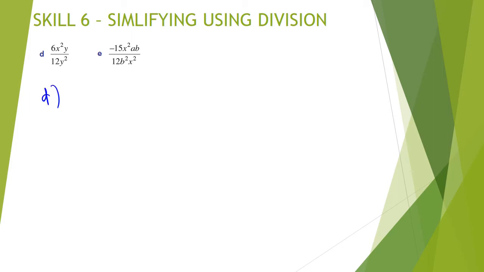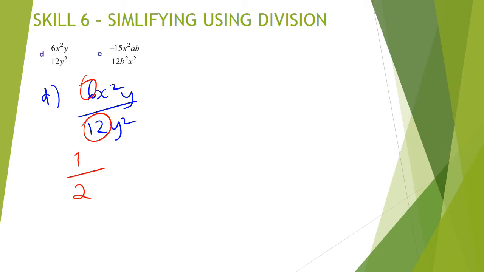Question D, we've got 6x squared y over 12y squared. We do the numbers first. 6 divided by 12. 12 doesn't fit into 6 because it's bigger, so we simplify. 6 goes into 6 once, and 6 goes into 12 2 times. Then we've got the letters to focus on. We've got x squared, and there's no other x terms, so x squared stays on the top. Then we've got a y to the power of 1 and a y to the power of 2.